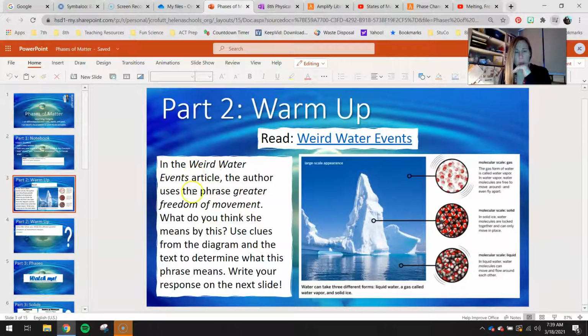In the Weird Water Events article, the author uses the phrase greater freedom of movement. What do you think she means by this? Use clues from the diagram and the text to determine what this phrase means. Write your response on the next slide. I, of course, don't want you to regurgitate the vocab that you just got, okay? So please make sure you do this.